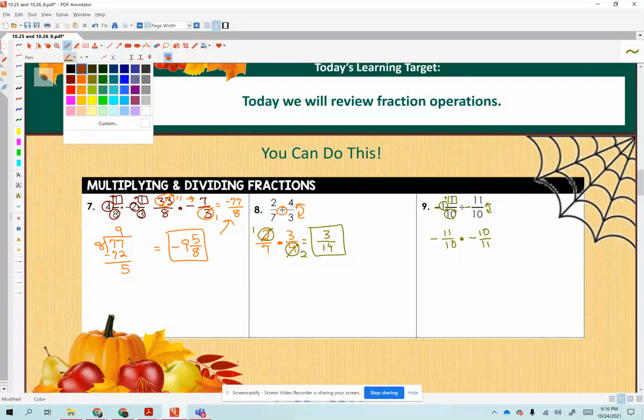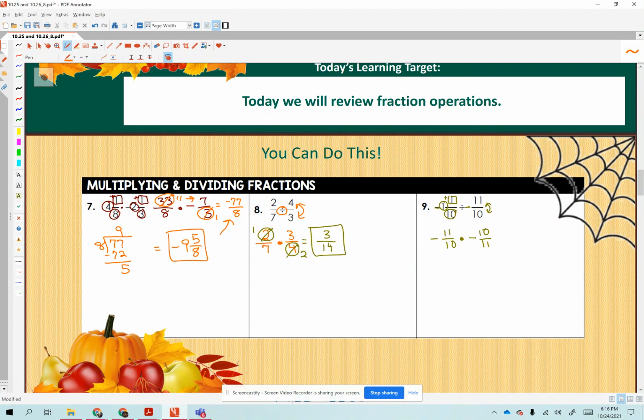And look what's happened when we've done that. We can simplify. We can divide 11 by 11 and get 1. We can divide 10 by 10 and 10 by 10 and get 1. And we multiply across, a negative times a negative is positive. So 1 times 1 is 1 in the numerator, 1 times 1 is 1 in the denominator, and 1/1 equals 1. So the answer to that problem is 1.